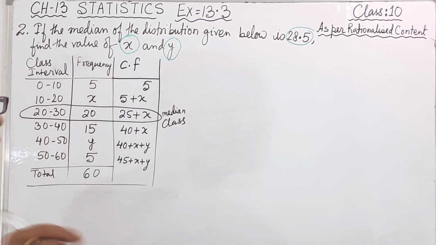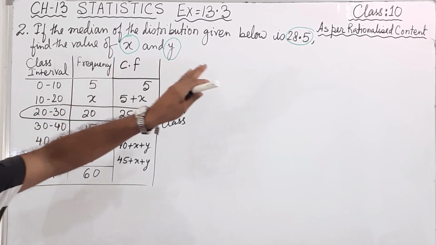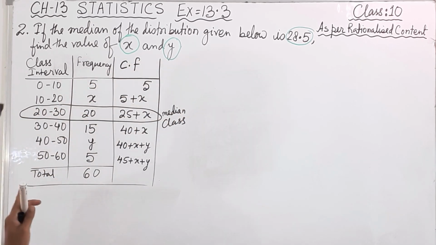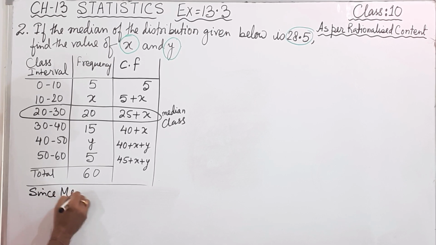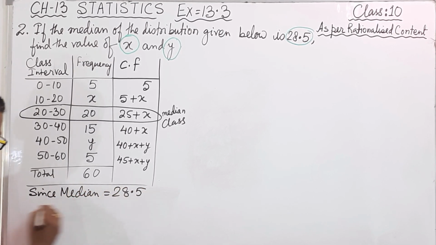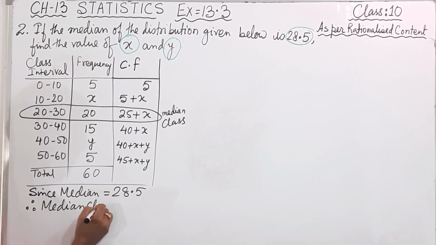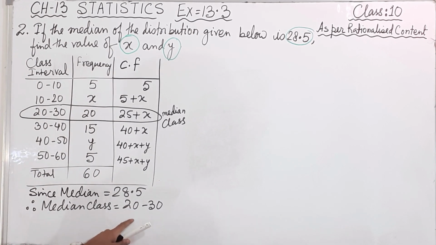Since the median is 28.5, it will be in between 20 and 30, because 28.5 is more than 20 but less than 30. So this is the median class. So how will I write this? Since median equals 28.5, therefore median class equals 20-30. Clear? So I got the median class.